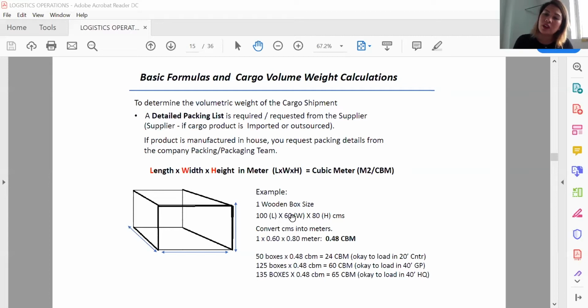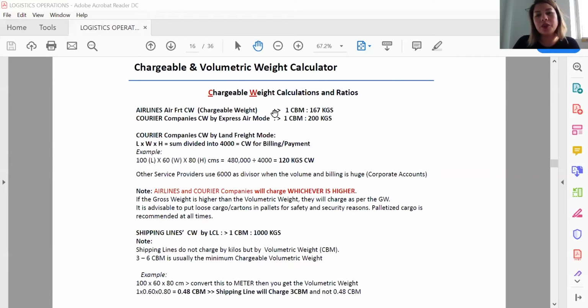Whichever is higher, whichever is heavier, your logistics partner, the courier, DHL, TNT, UPS, FedEx, Aramex, so many, they will charge you whichever is higher. For airlines and courier companies, whichever is higher, you will be billed accordingly. If the gross weight is higher than the volumetric weight, you will be billed as per the gross weight. If your volumetric weight is higher than the gross weight, you will be billed as per the volumetric weight.